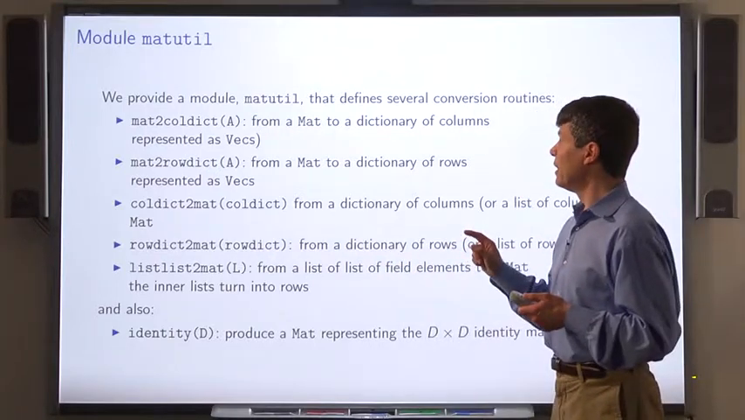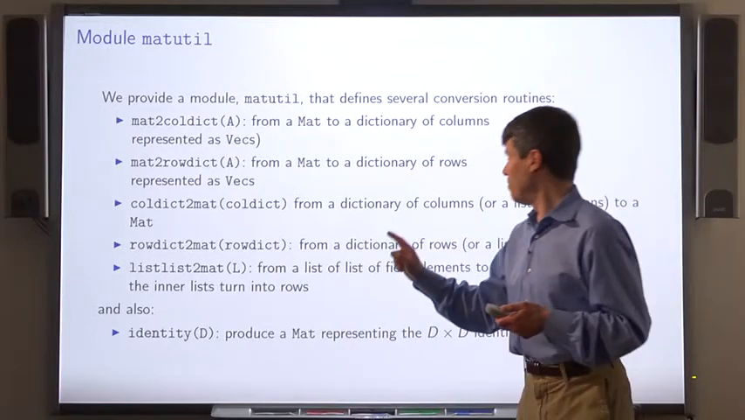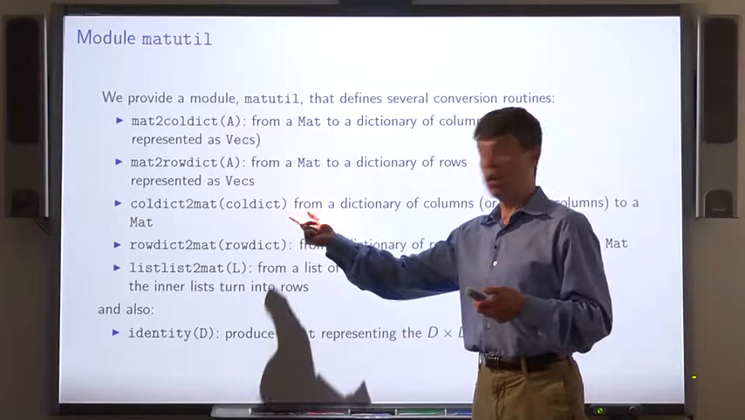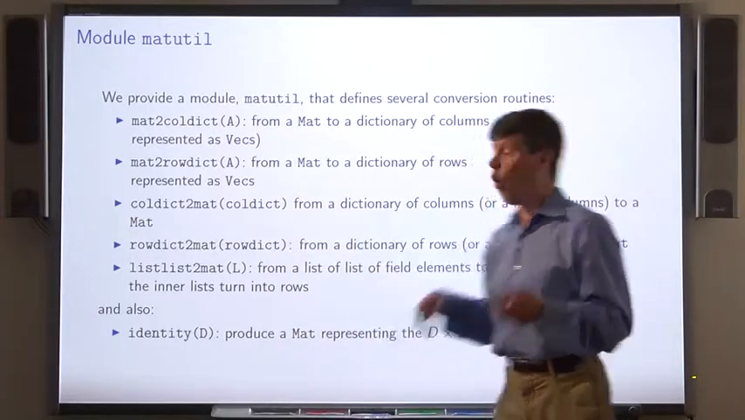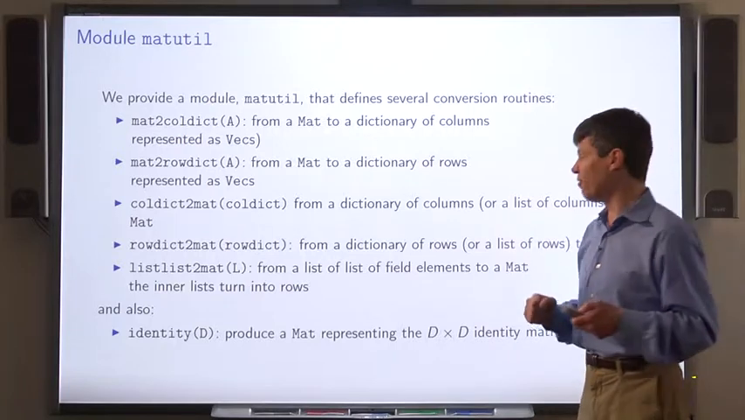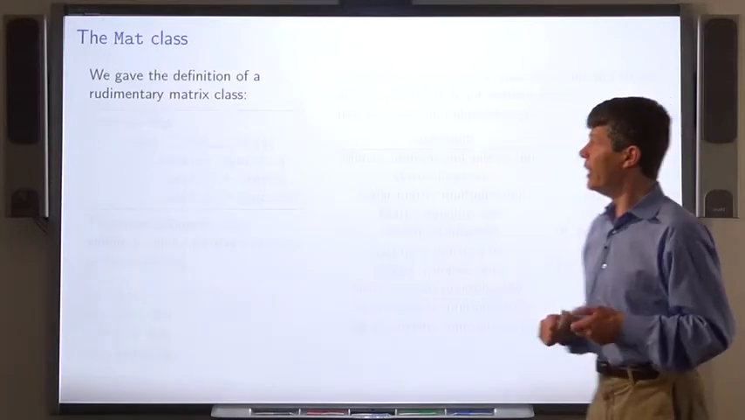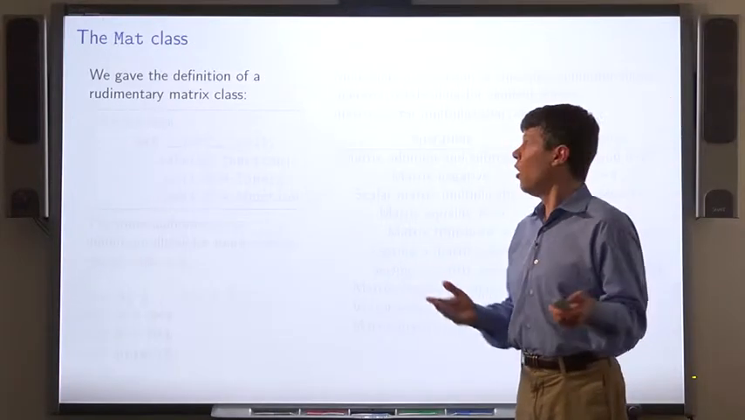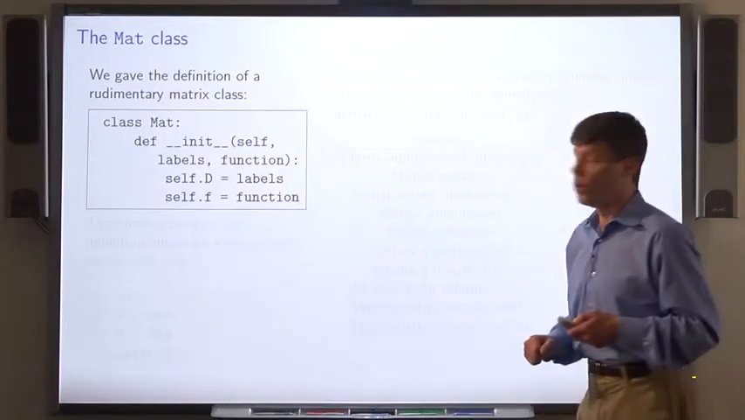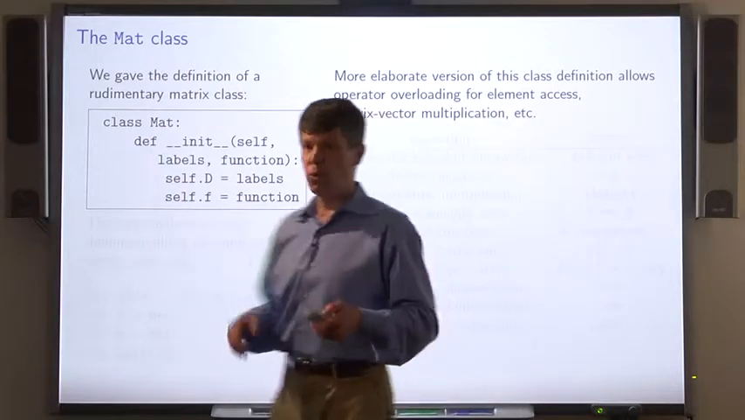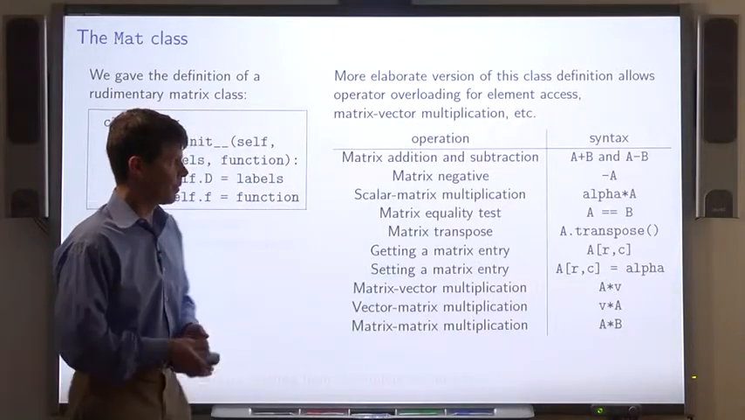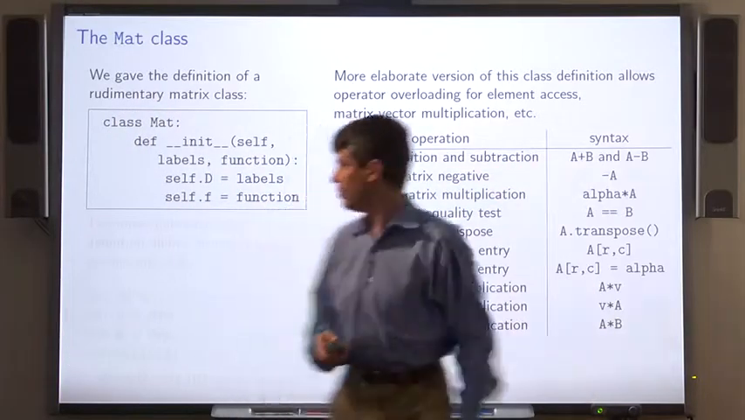COLDICT to MAT and ROWDICT to MAT can take as arguments a COLDICT, a column dictionary, or a row dictionary, or a list of columns or a list of rows. So it's somewhat more flexible. Now, we gave the definition for a rudimentary matrix class, but we're going to write a much more elaborate one that incorporates all these different operations. And here's the syntax for each of them.